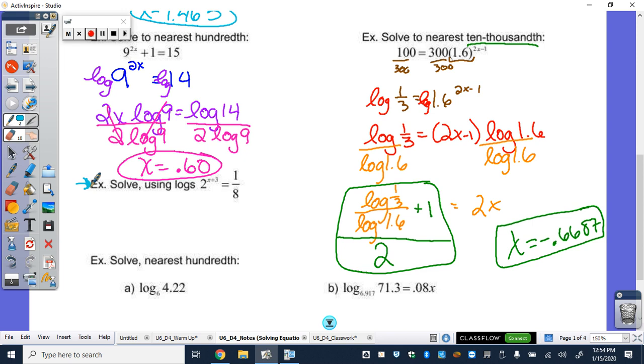I know we already solved that up above, but we're going to practice doing it using logs. So we're going to take the log of both sides. So x plus 3 times the log of 2 is going to equal the log of 1/8. So divide by the log of 2.